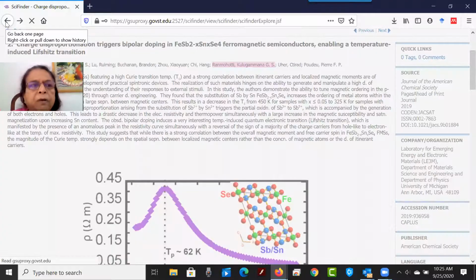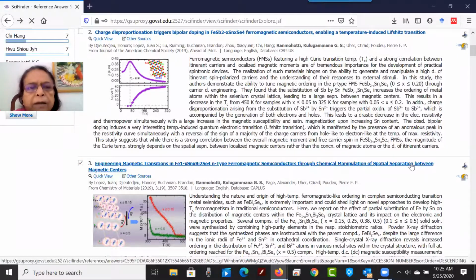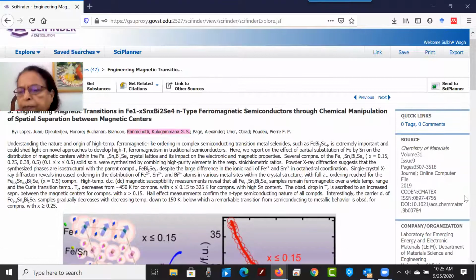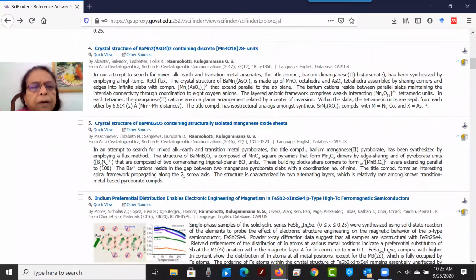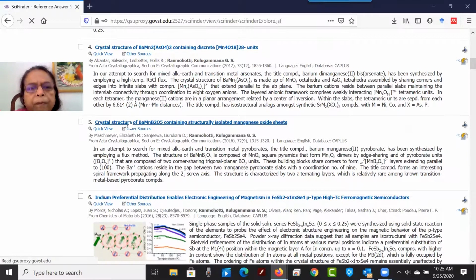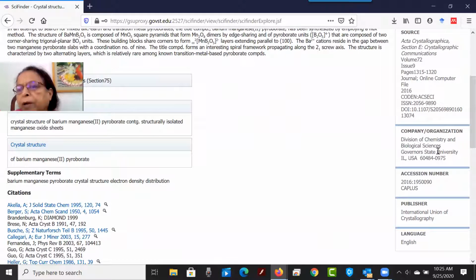The second one that I'm going to use is this. I know he's this because if I look here, it gives his name. Oh, I got the same one. Sorry, not this one. There's another one, the next one. This one. If I look at him, that's him, because it says Division of Chemistry and Biological Science, Governors State University. So I know that is him.